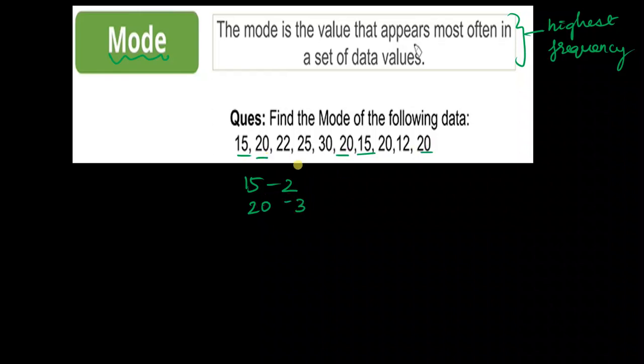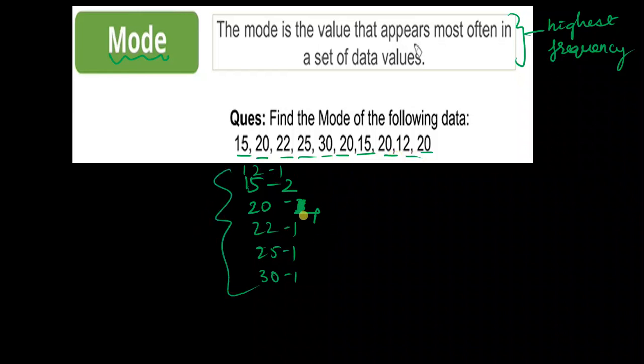Next 20, let's see, 20, 20, 20. So 20 is coming 3 times. 22 is coming 1 time. 25 is coming 1 time. 30 is coming 1 time. Oh, 1 second. 1, 2, 3, sorry, 20 is coming 4 times, and 12 is coming only 1 time. So now we have all our values and how many times each occurs. So what is the mode? Obviously from this you can see that the mode is 20 because it's the highest occurring number.